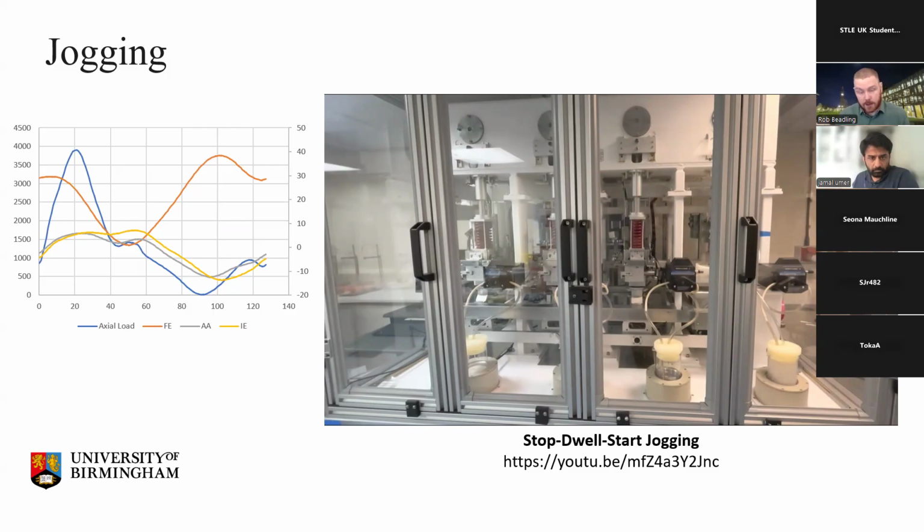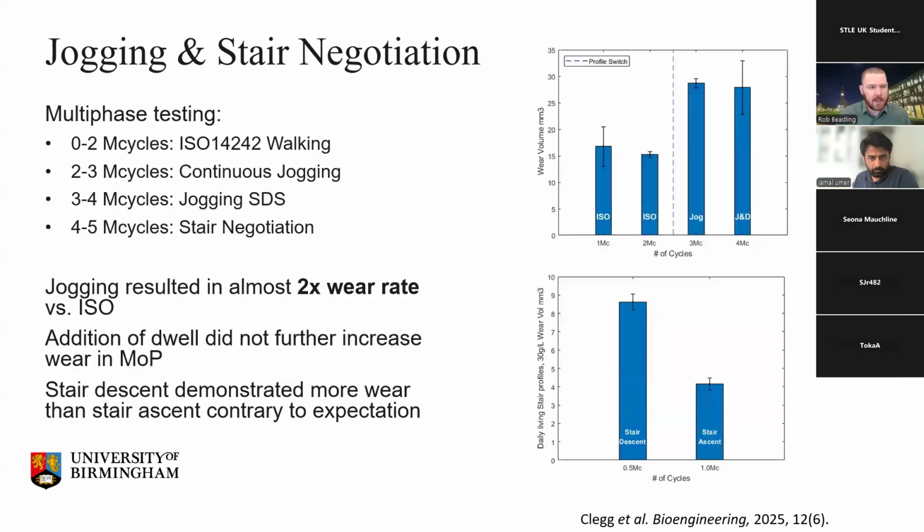And some of the things I'll talk about in a bit kind of suggest or hint as to why that's important. So again, we can run through these cycles as a day in the life of the patient. We've run jogging profiles and stair negotiation, both stair ascent and stair descent, and found that basically compared to ISO, the wear rates are much higher. They're always much higher.